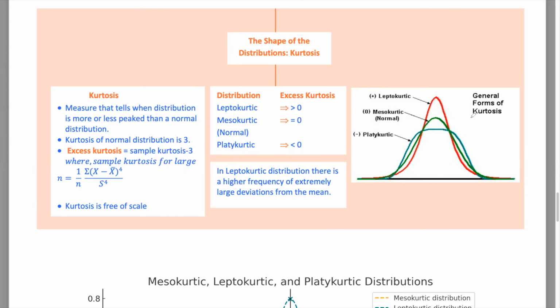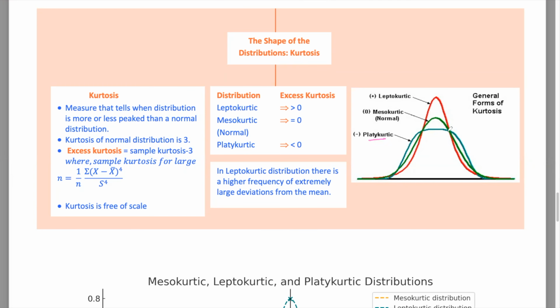Now, let's look at the diagram. The leptokurtic distribution shows a sharp peak with long tails. It indicates a high level of kurtosis, suggesting more data points are close to the mean with significant outliers. The mesokurtic distribution is the normal distribution. The peak and tails are moderate, representing no excess kurtosis. It's our benchmark for comparison.